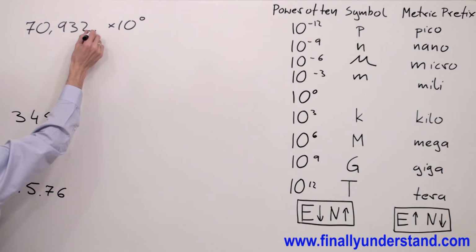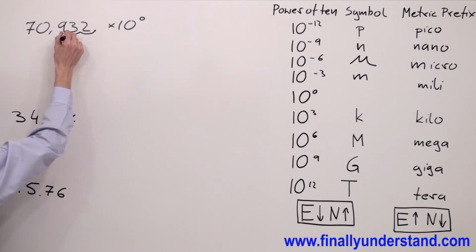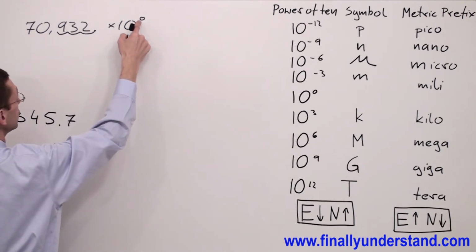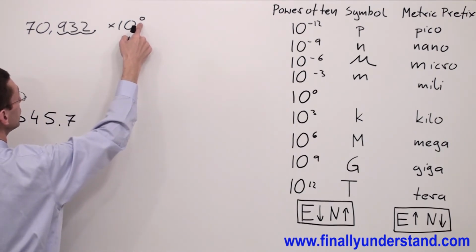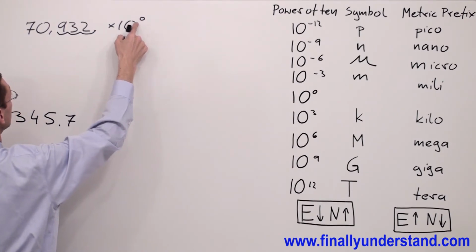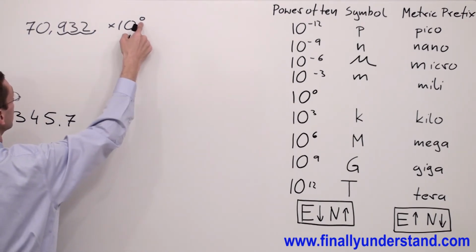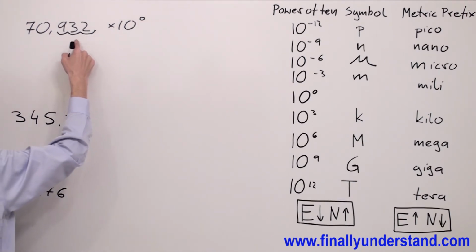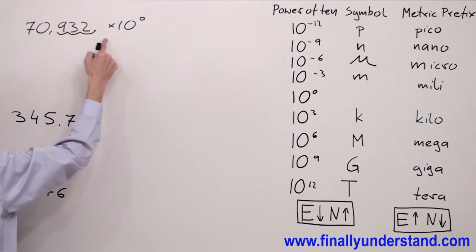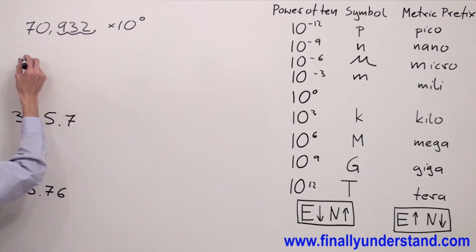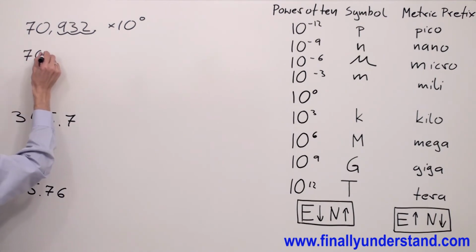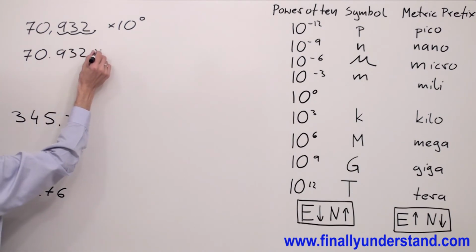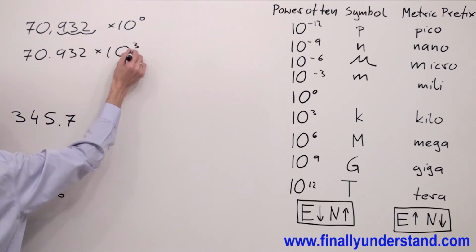That's why I have to move my decimal point 3 times to left. Why 3 times to left? Because I'm supposed to have exponent over here 0 or multiple of 3. 0 doesn't work because I have 70,000, so I have to make this multiple of 3. That's why I have to move my decimal point 3 times to the left. My number gets smaller, exponent has to get bigger. That's why I'm going to have 70.932 times 10 to the third.